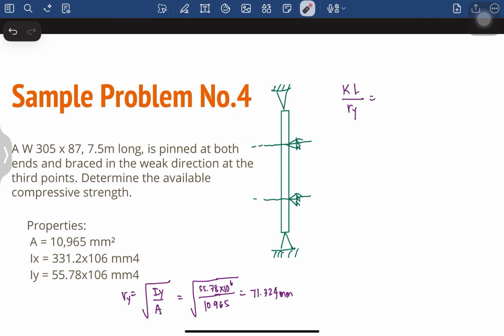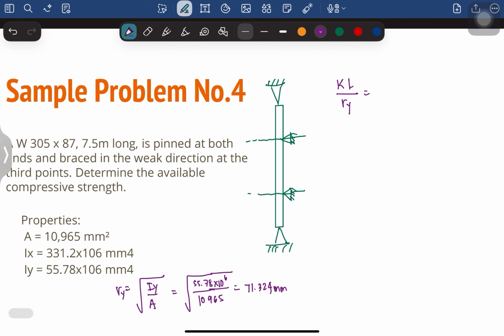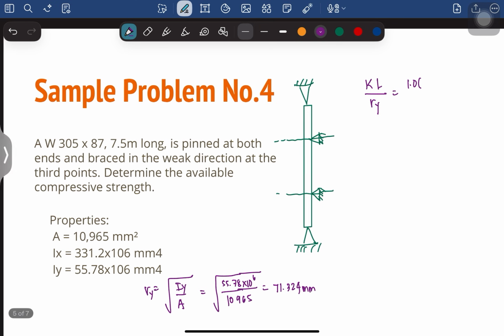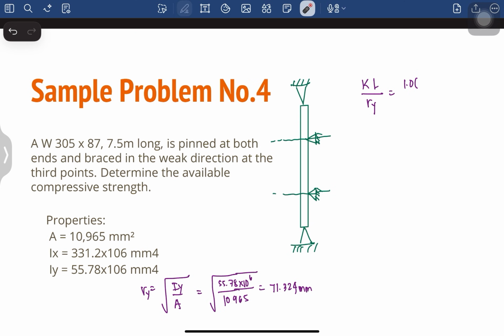So, doon may nakakabit na kasing another support. So, iyan lang yung length niya. So, K is 1.0. Then, yung magiging length nito, i-divide niyo sa 3 yung buong length. Kasi ito yung magiging length na ng weak support, weak direction I mean.